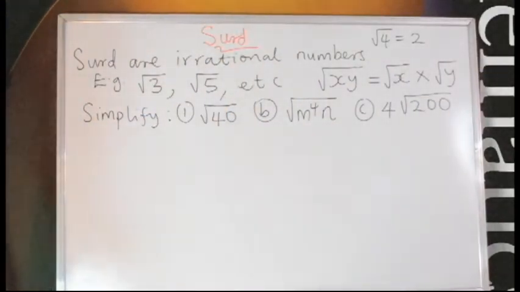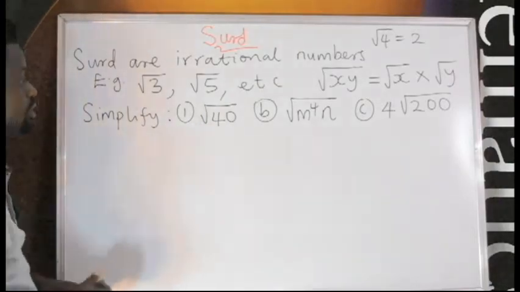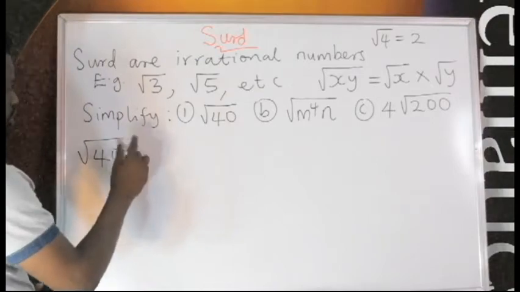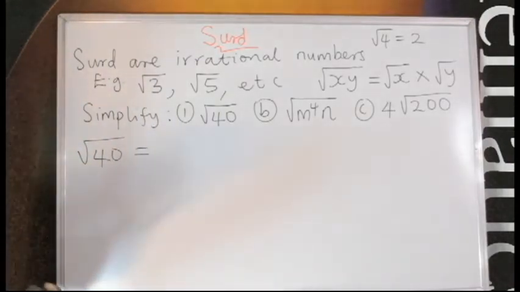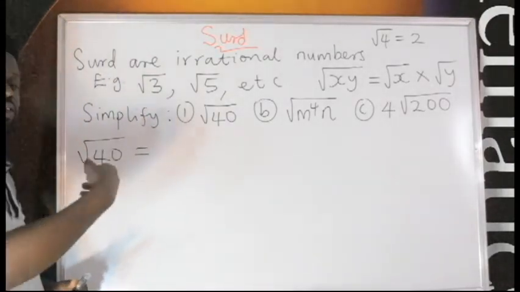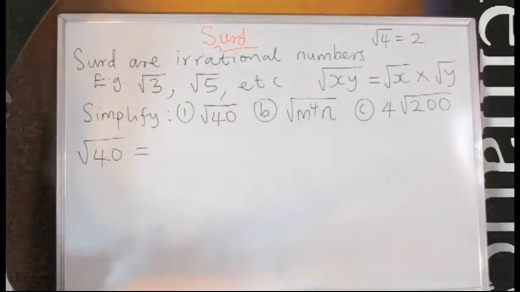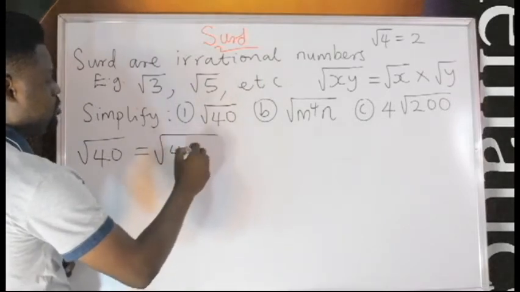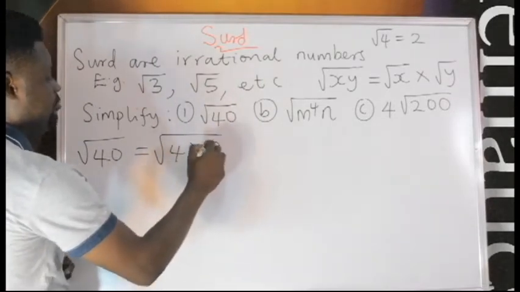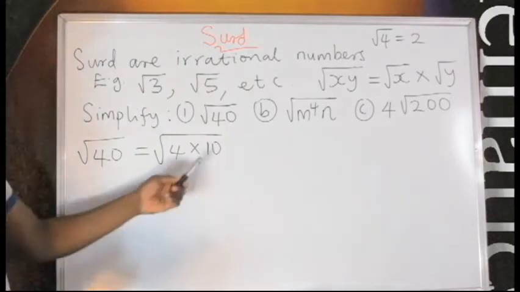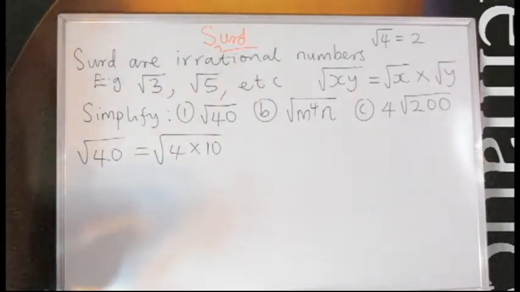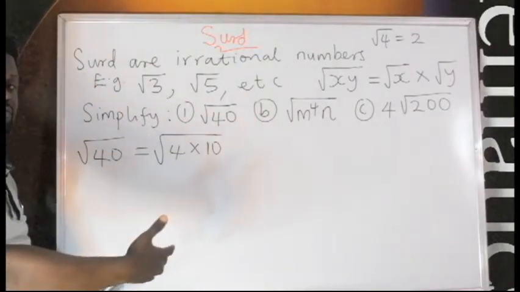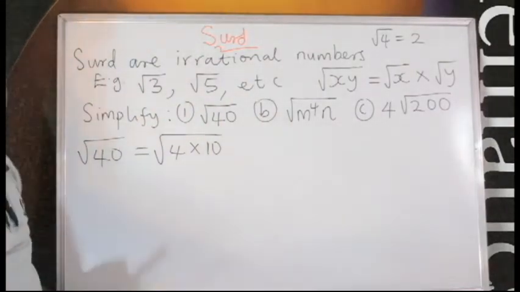So let's do some of this work. Simplify. Let's work this one. The square root of 40. In dealing with surds, we're going to look for a number in 40 that has a square root. 40 will be 4 times 10. Now 4 has a square root, 10 does not. I didn't use 2 times 20, which will also give me 40, because 2 doesn't have a square root, 20 doesn't have a square root.